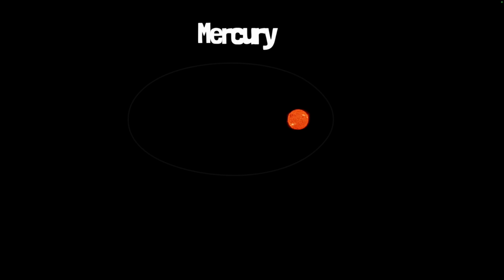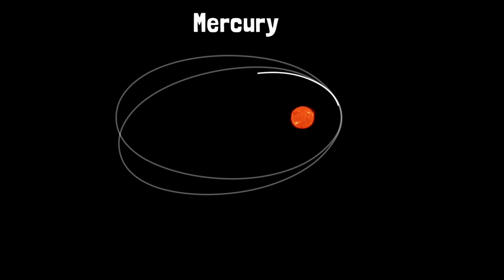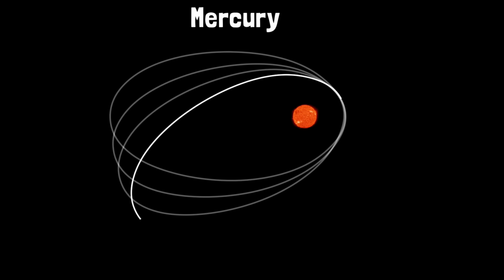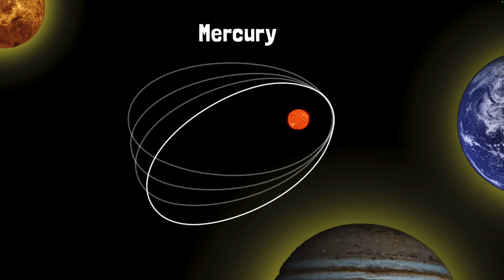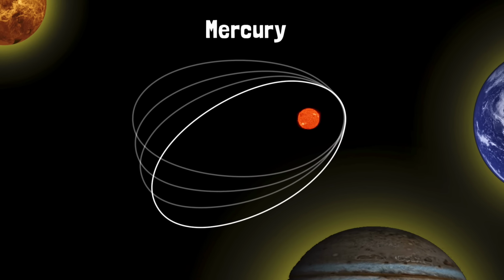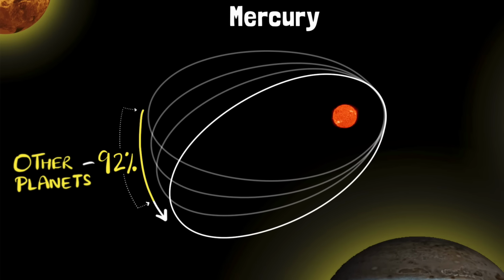Planets go around the sun in elliptical orbits, right? But Mercury's orbit is a little weird. Turns out that it keeps precessing like this. Why does it happen? Well, for a long time we thought it had something to do with the gravitational influence of the other planets. But careful observations show that that accounts for about 92% of the precession.